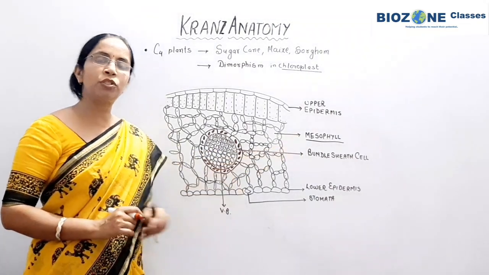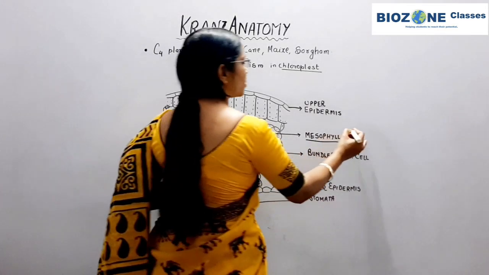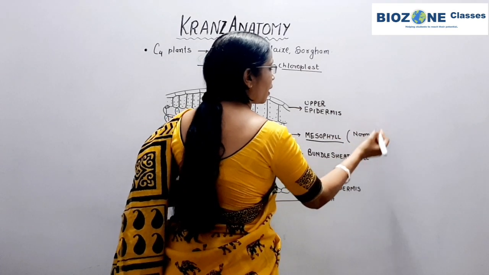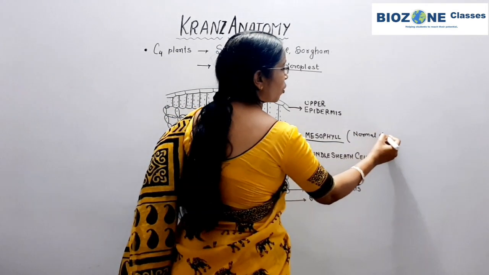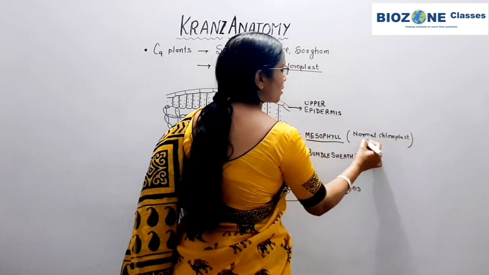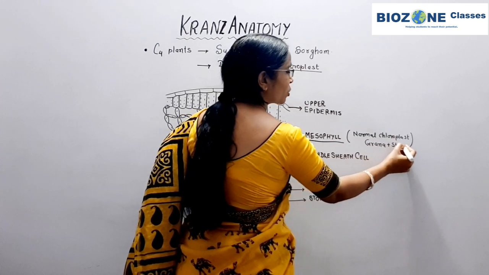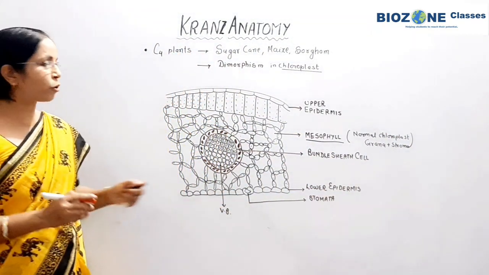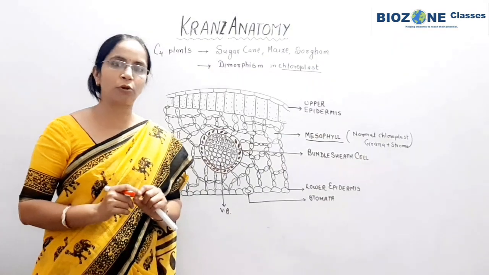These mesophyll cells show one kind of chloroplast. This mesophyll chloroplast is the normal chloroplast as we studied in class 11th, cell structure, the structure of chloroplast. This normal chloroplast is made up of grana as well as stroma. That's why we say the mesophyll chloroplast is a granal chloroplast. Look at the dots that appear, the normal size chloroplast.